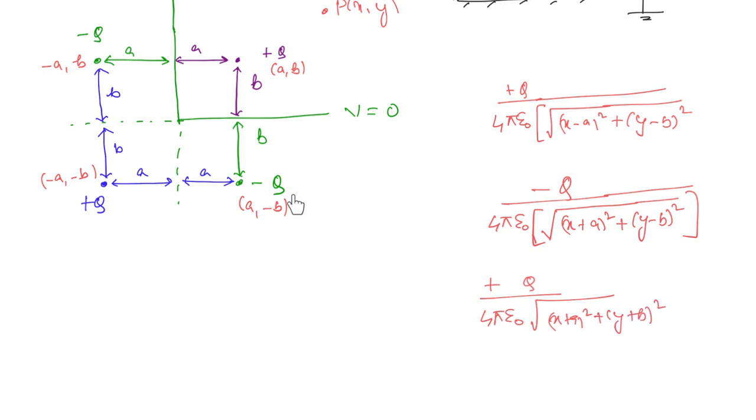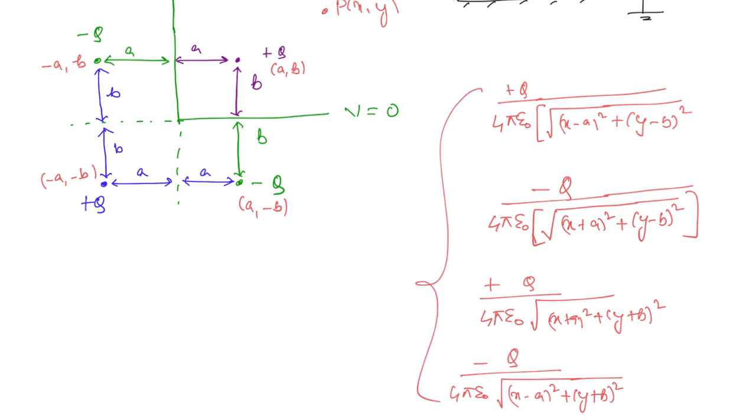And finally, due to this charge at a comma minus b, the potential is going to be minus q divided by 4 pi epsilon naught root over (x minus a) whole square plus (y plus b) whole square. So if you add all these terms, then you are going to get the potential at P, that is x comma y.